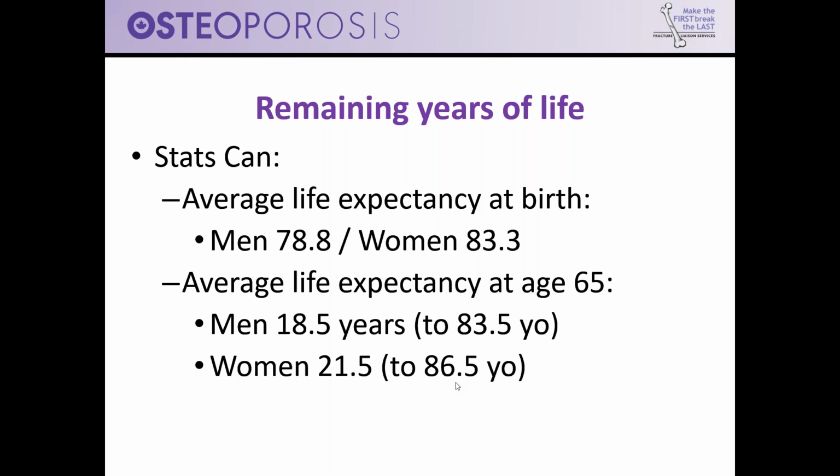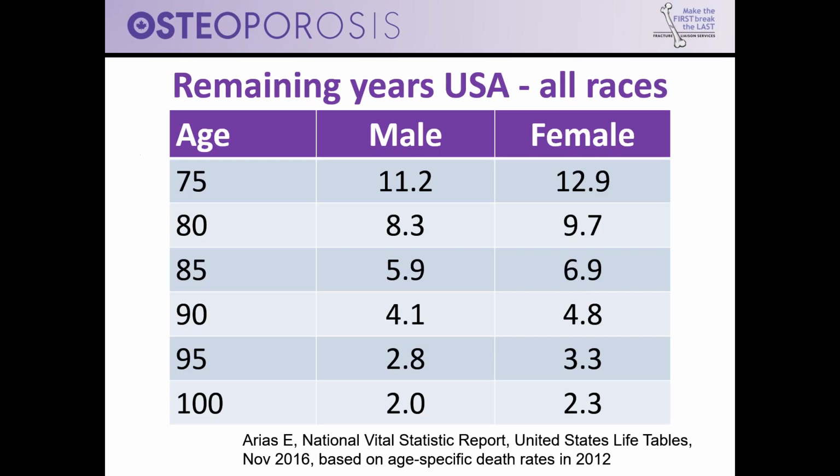And that's because if you manage to make it to 65, you probably have better genes than the other patients who did not survive to 65. So that's likely the explanation for this. But this is as much information as I was able to draw from the StatsCan website. On the US website, however, you can get a whole lot more information.